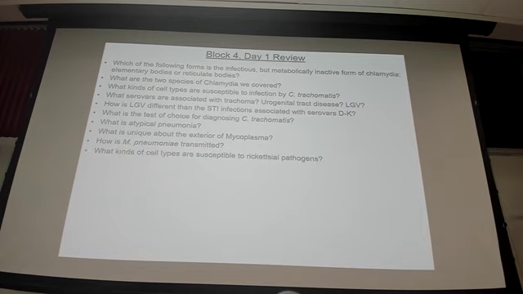Okay, rickettsial stuff. Cell types susceptible, also redundant, susceptible to rickettsial pathogens. Epithelial. What about if you get a rash and you have petechiae? What's that indicative of? Vascular damage, so endothelial cells in blood vessels. Rickettsial diseases have a tropism for endothelial cells.